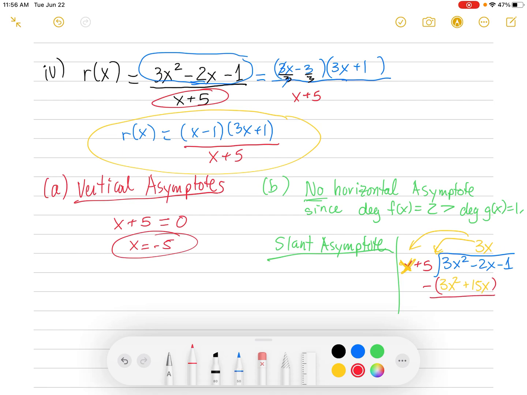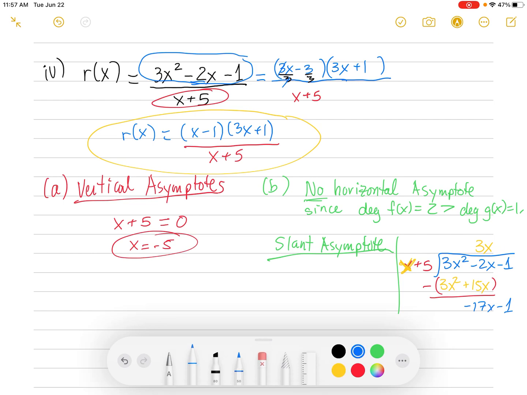So now I'm going to subtract. 3x squared minus yellow 3x squared cancels out. I'm going to take negative 2x in blue minus the 15x in yellow. I'm going to get minus 17x. Then I have a minus 1. Okay, let's get rid of this yellow arrow here. There we go.